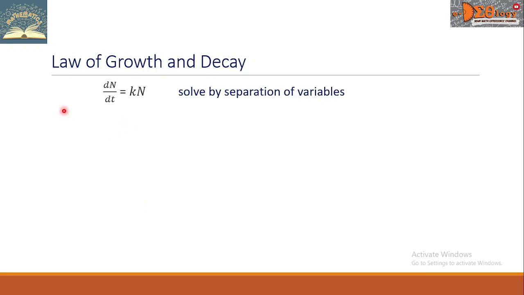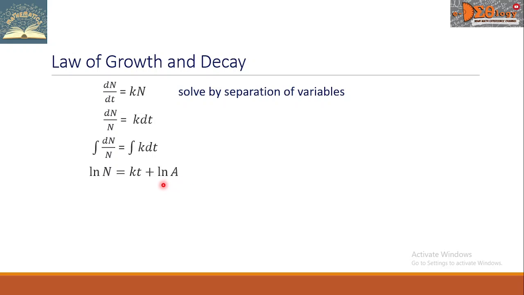Now let us solve this differential equation by separation of variables. The new equation becomes: dN over capital N equals k dt. Next, let us take the integral of both sides. The left side becomes ln of capital N equals, the right side is now kt plus a constant, which we write as the natural log of this constant a.